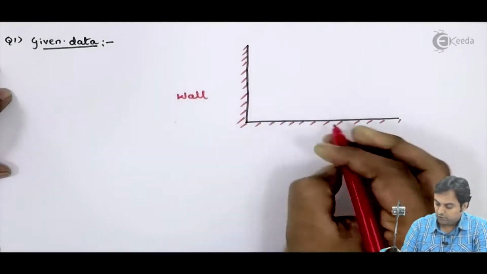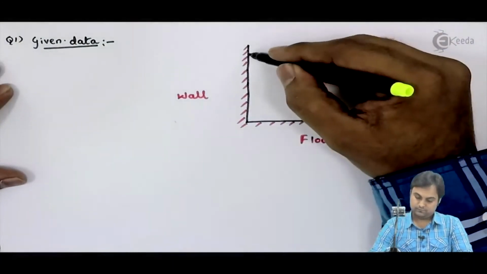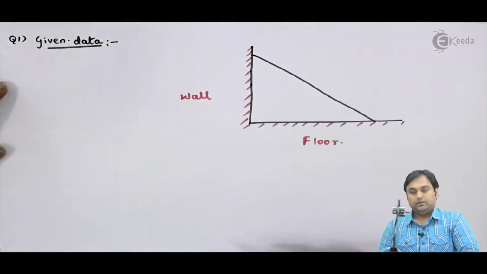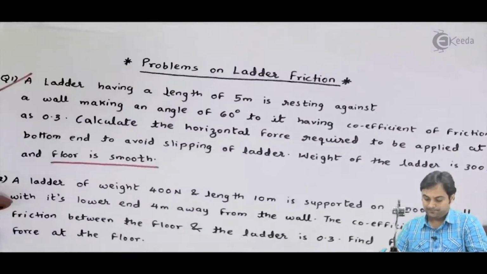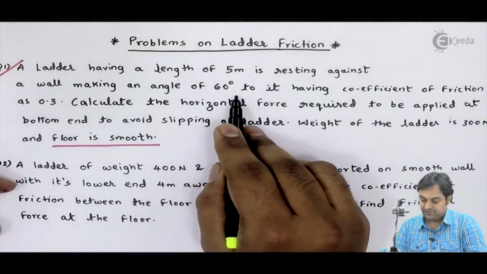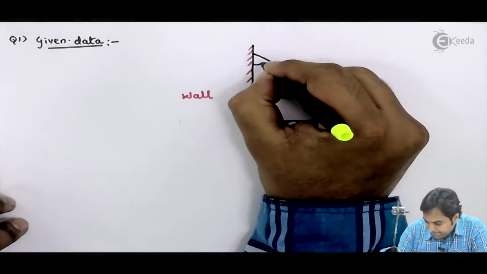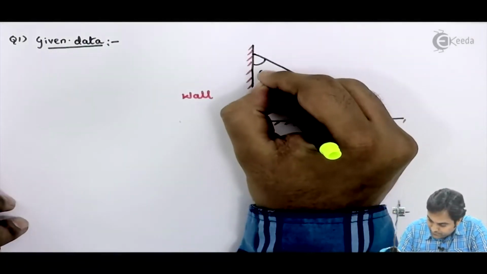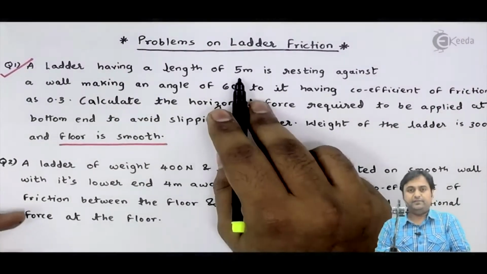Here we have wall and floor. Ladder is resting against a wall and a floor, making an angle of 60 degree against the wall. So here I have angle 60 degree. The length of the ladder is given. Length is 5 meter.